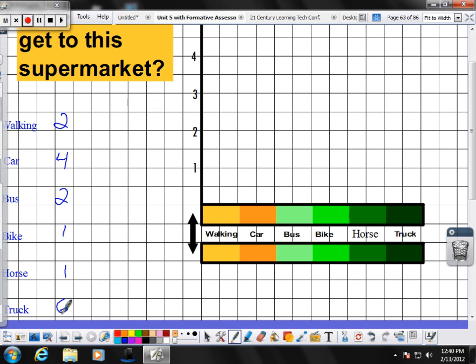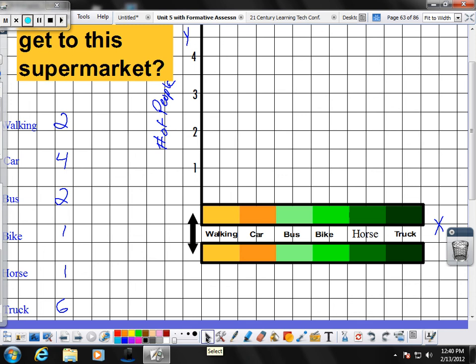So now we have to make our bar graph. I've got 2 lines drawn. This one down here is my x-axis, which is the type of vehicle. Then I have my y-axis, up here, which is the number of people that picked each of these.